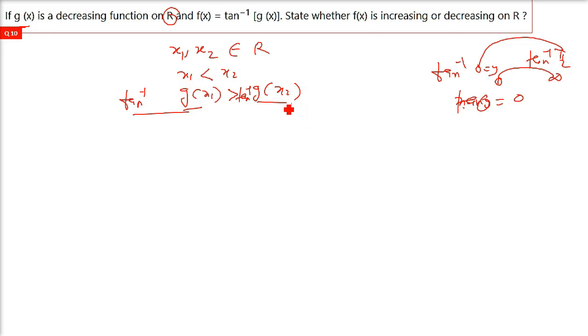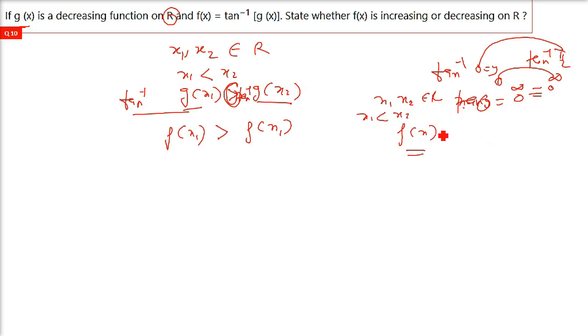So tan inverse g(x1) should be greater than tan inverse g(x2), and as I said, the sign is not changing, because if x1 is less than x2, tan inverse x1 will be less than tan inverse x2. Or if x1 is greater than x2, tan inverse x1 will be greater than tan inverse x2. So we have x1 and x2, and f(x1) we got greater than f(x2). So if x1 is less than x2 and f(x1) is greater than f(x2), that means this is actually a decreasing function. It is against the trend of x1, x2.